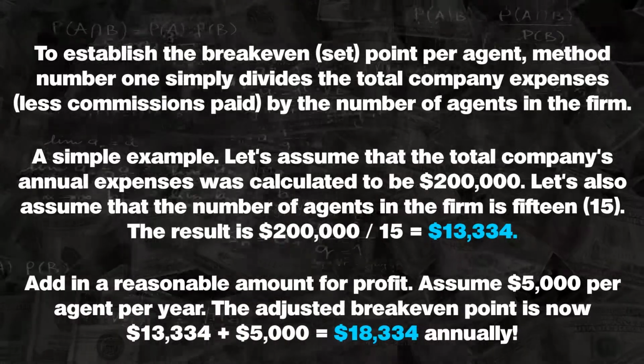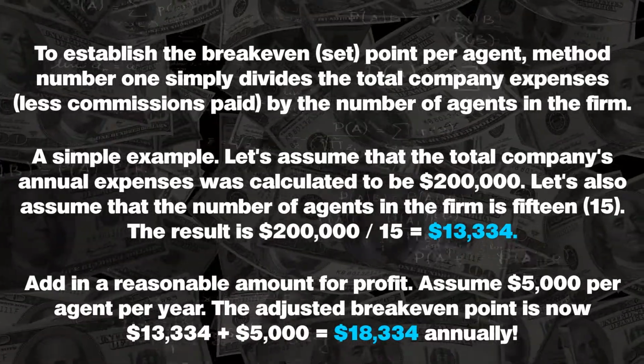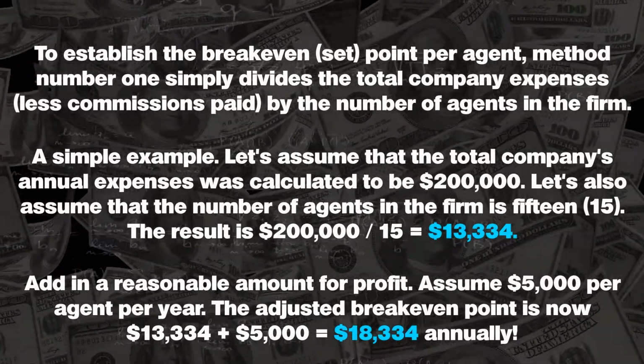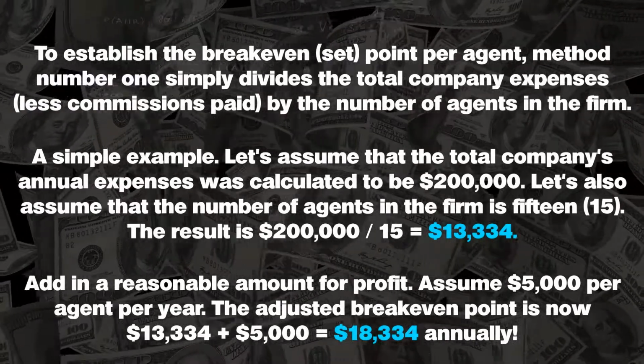Add in a reasonable amount for profit. Assume $5,000 per agent per year. The adjusted break-even point is now $18,334 annually.